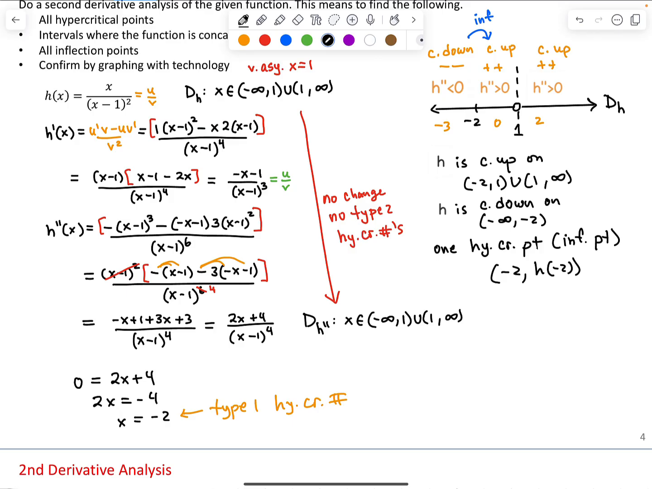Let's figure out what that y-coordinate is. -2, comma, and now I look to h, plug -2 in. We'll have -2 in the numerator. -2 minus 1 is -3. Squared that is 9 in the denominator. So -2/9. Okay, let's confirm with technology.